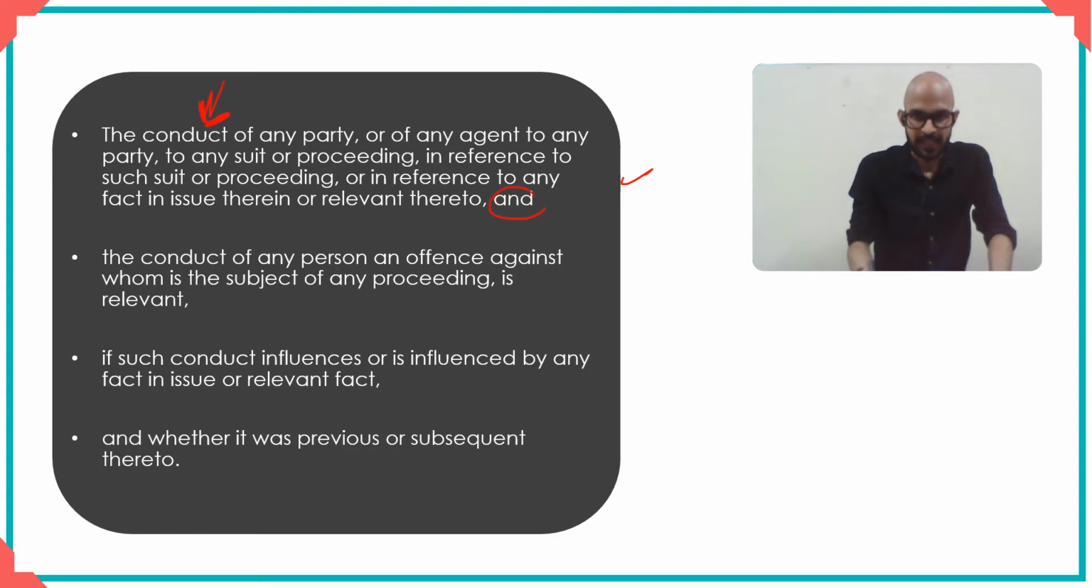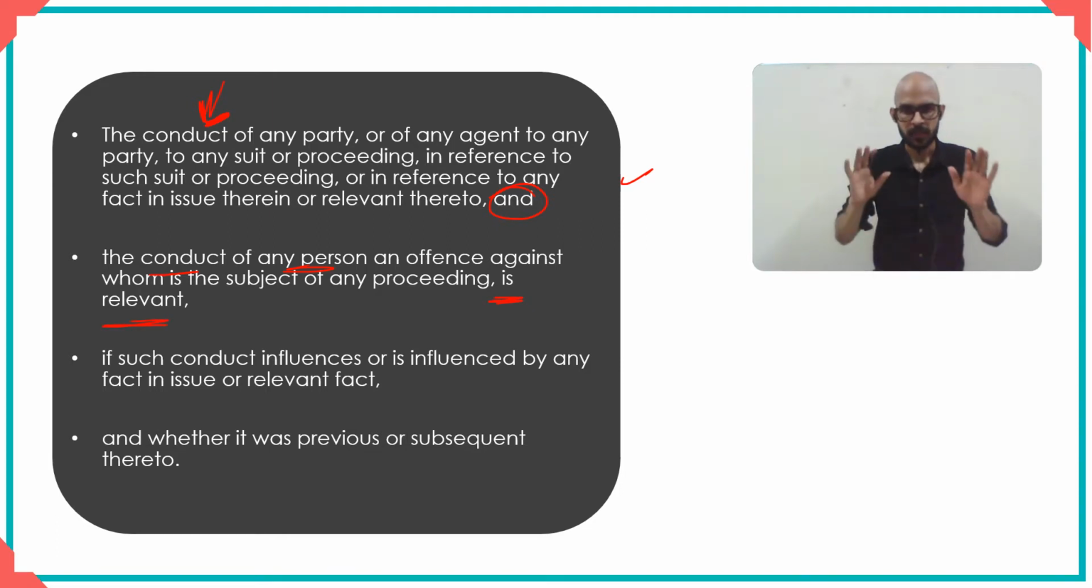Then you have an "and," which means that it will talk about someone else. "And" means that you're adding it. It's not an option, unlike "or": the conduct of somebody and somebody else. So it says the conduct of any other person. Then it goes on to say is relevant. So it makes the conduct of certain people relevant.